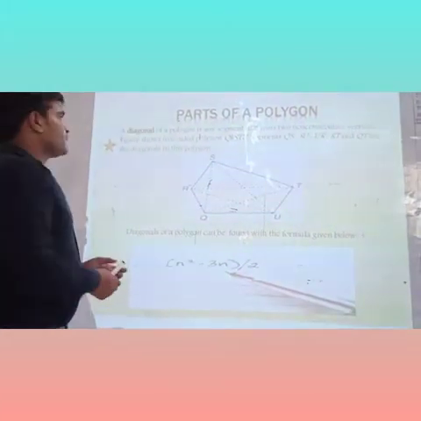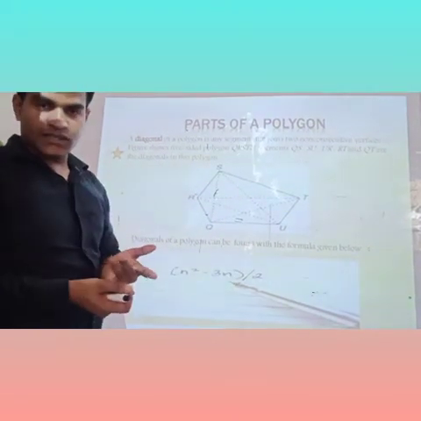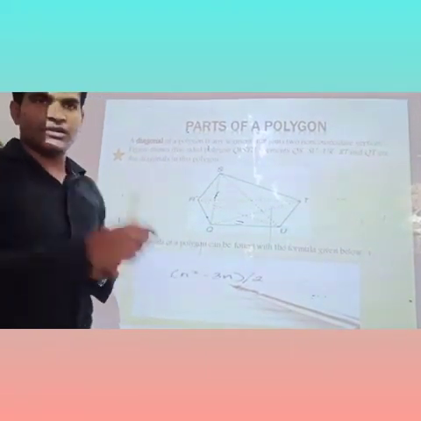Now children, the parts of a polygon. In this polygon, as we know, there is a diagonal. Each and every polygon has a diagonal except a triangle.